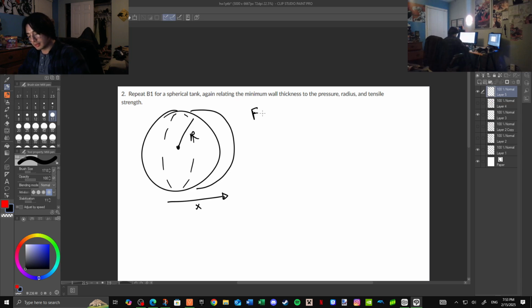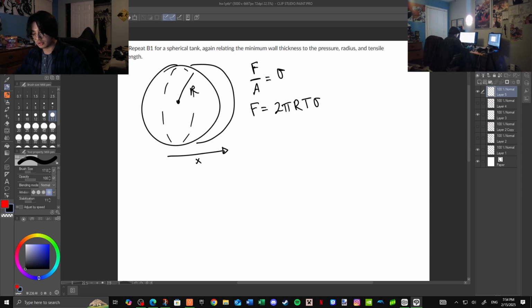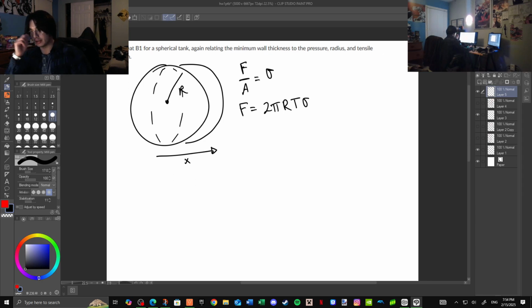And so we still need to find that horizontal force in terms of tensile strength. And so very similar process, we just multiply both sides by A. The area, the surface area in this case, will be 2 pi R T times sigma, with T being the thickness of that wall it's pushing against.